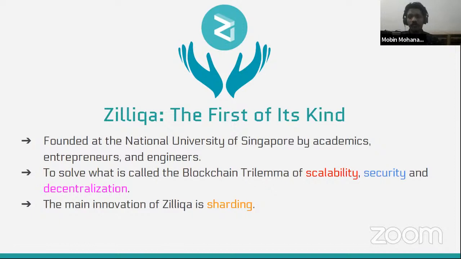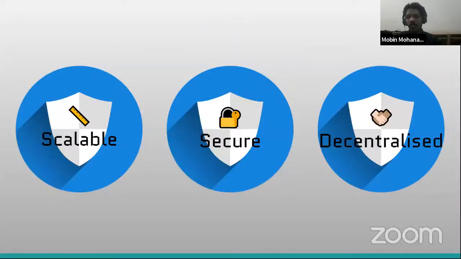So Zilliqa solved this dilemma by using a mechanism called sharding. We will learn more about sharding in later slides. Zilliqa offers a scalable, secure, and decentralized platform. The sharding mechanism will allow the Zilliqa blockchain to be scalable.